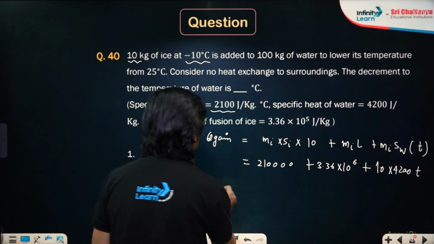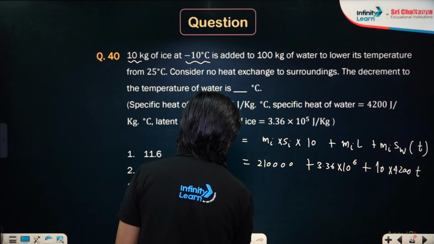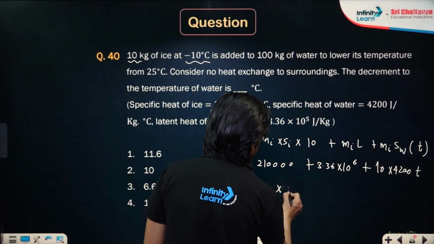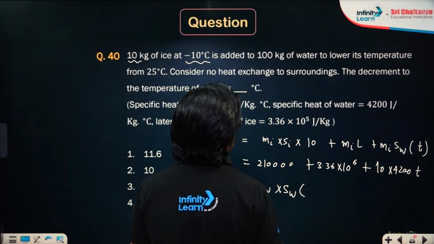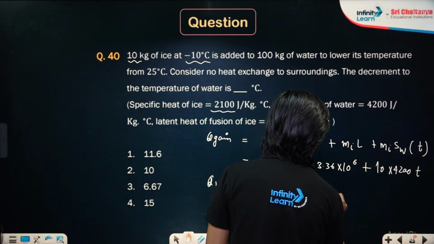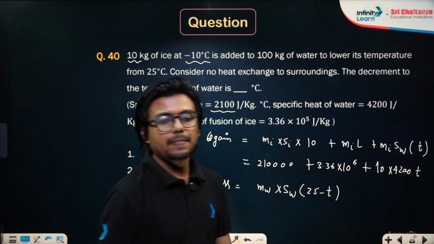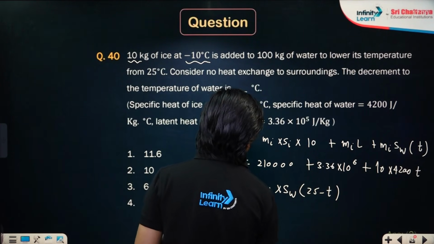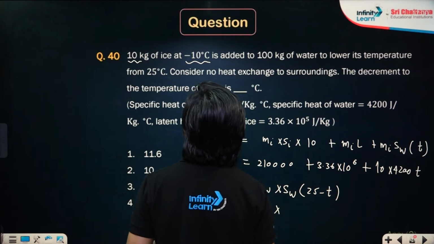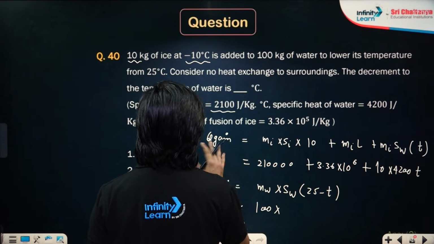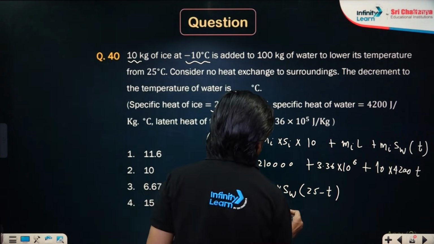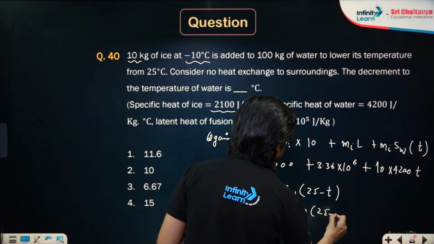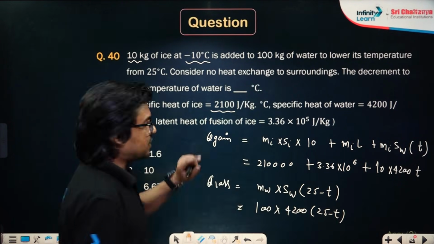What is the heat loss by the water? That heat loss by the water is just mass of the water into specific heat of the water. Initial temperature is 25 and it is being dropped down to T. Now you can write the mass of the water present is 100. Specific heat of the water, that is 4200. 25 minus T.